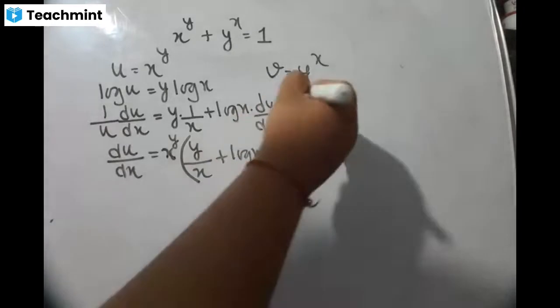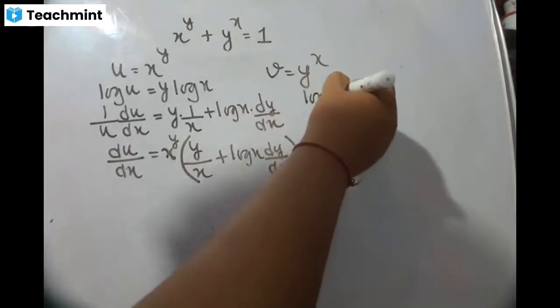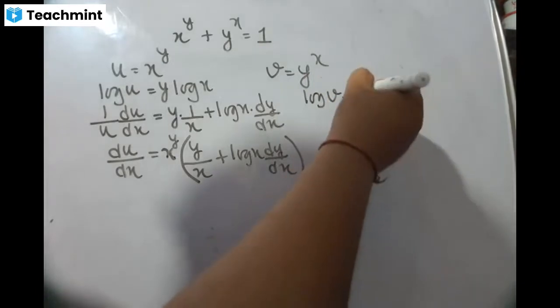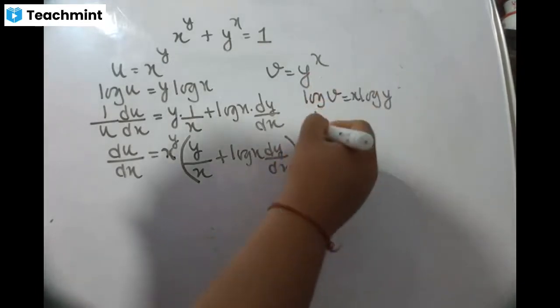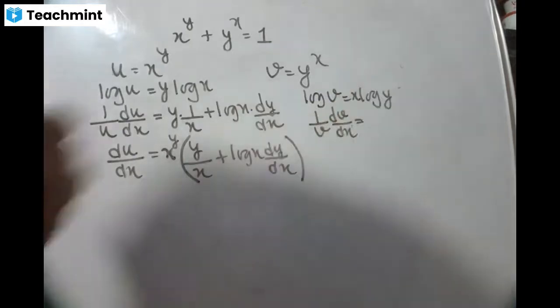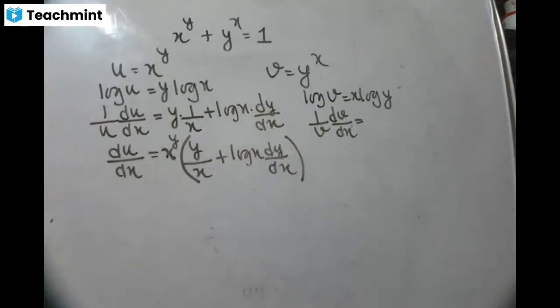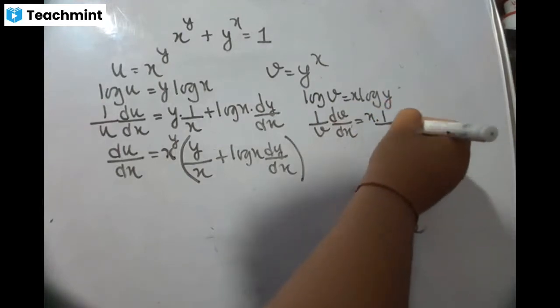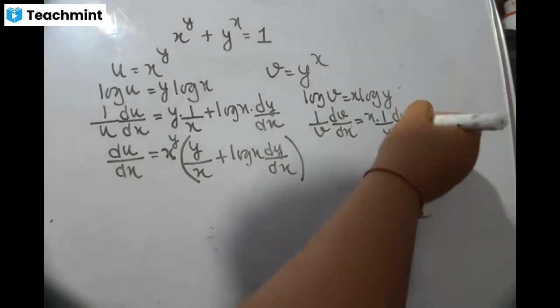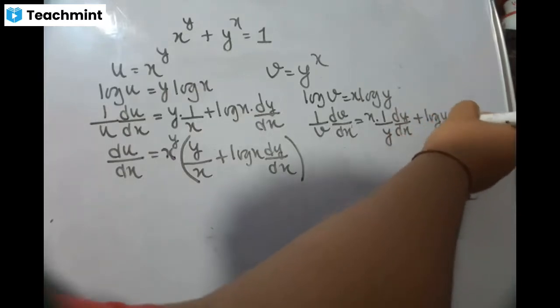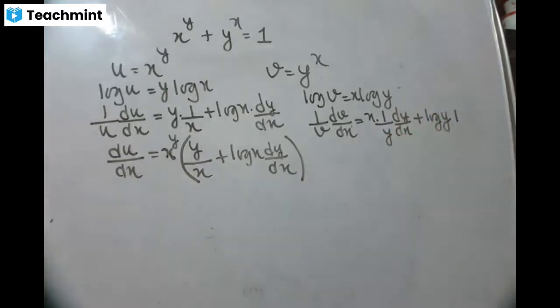So what do you get, please? Log v equal to log y to the power x. So this x comes in front. So derivative of log v is 1 by v dv by dx. Product rule. What is product rule? x as it is, derivative of log y is 1 by y dy by dx, plus log y, derivative of x is 1.